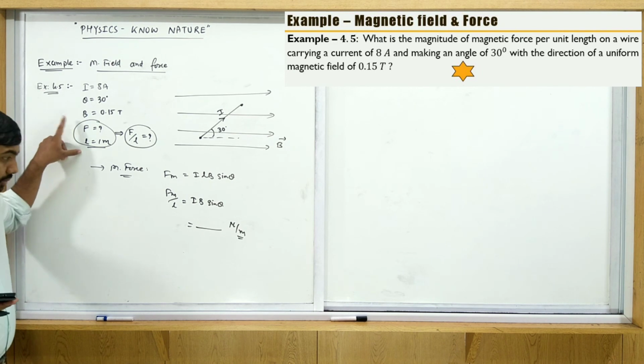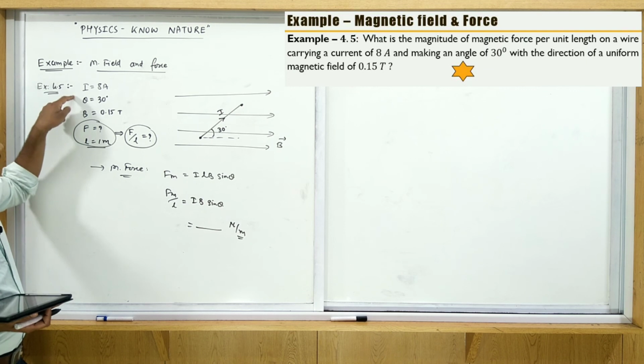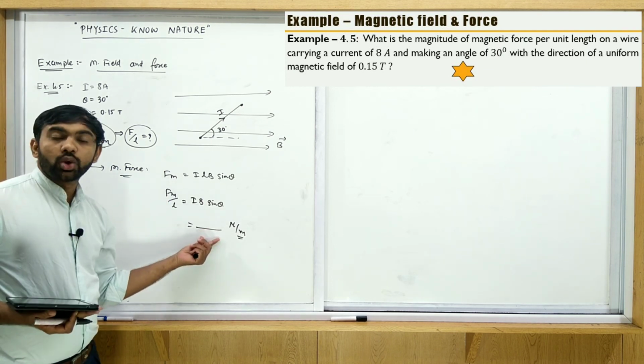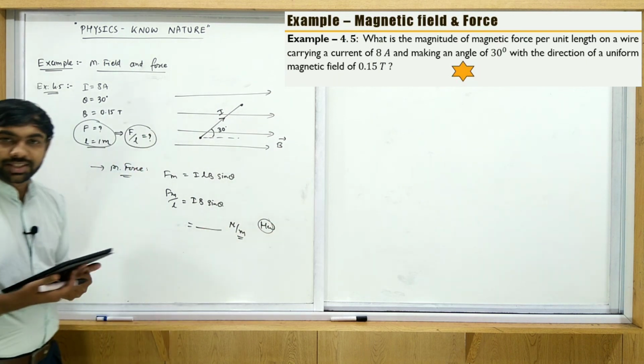L is equal to 1 meter. So per unit length you get, our answer is like this. So put all the values, because B is given, I is given, theta, everything is given here. So put it here, you get the answer. Okay, so the calculation is homework. So this is a very simple example which is given in our textbook.